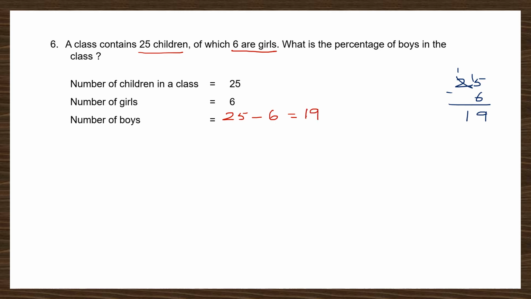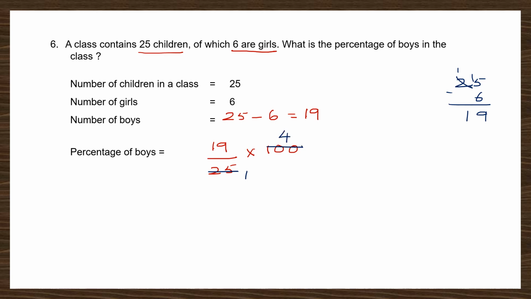Now let's find the percentage of boys in the class. So to find the percentage of boys in the class, we take the number of boys divided by the total number of children and multiply it by 100. So let's cancel what we can here. 25 and 100 we can cancel. 25 ones are 25, 25 fours are 100.